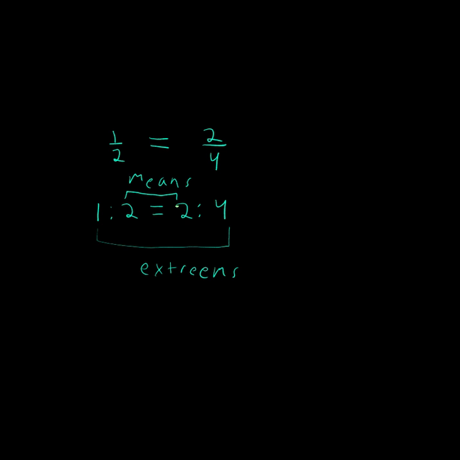Now, there is a property of proportions that we call the means extremes property of proportions. This property states that if we have two ratios that are equal, so if we have a proportion A over B equals C over D, we know that the product of our extremes is equal to the product of our means. So we know AD equals BC.